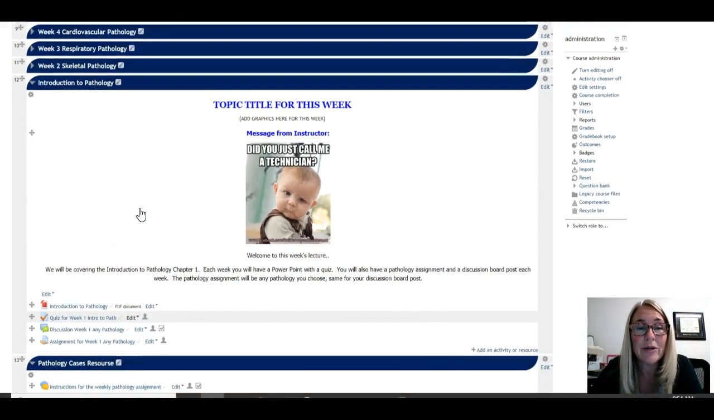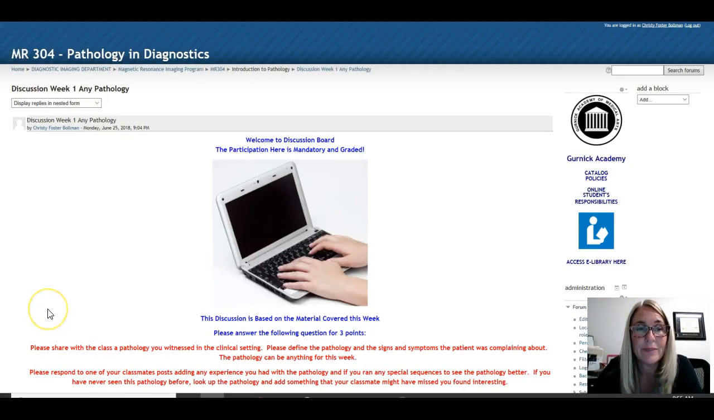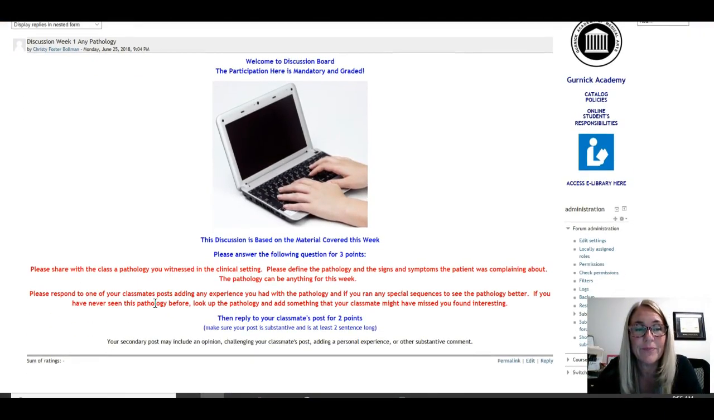Each week there is this exact setup, so you'll be able to go week to week to week. Your discussion board post, let me get this to open up. Okay, so here: please share with the class a pathology you witnessed in the clinical setting. Please define the pathology and the signs and symptoms the patient was complaining about. The pathology can be anything for this week.